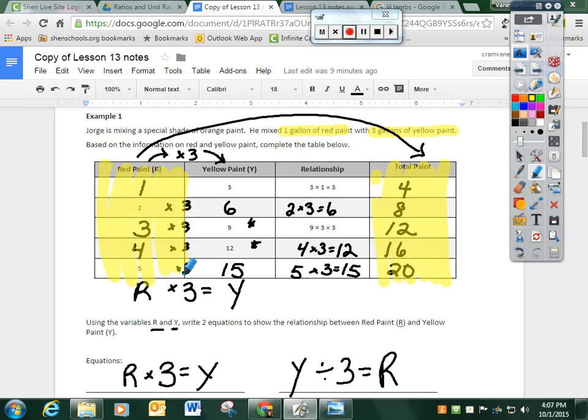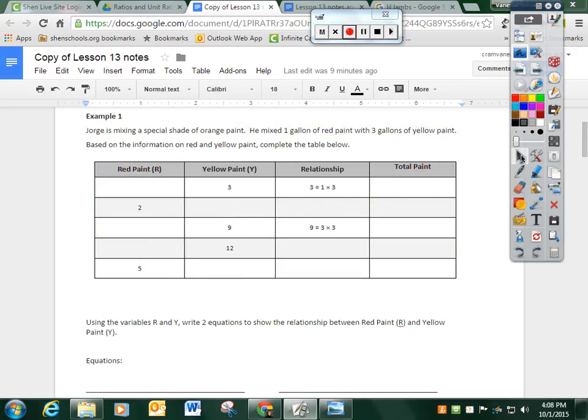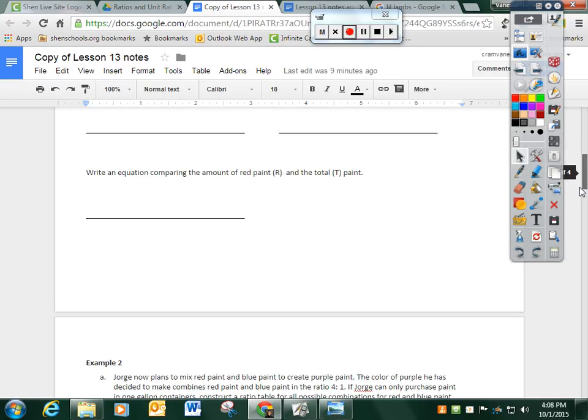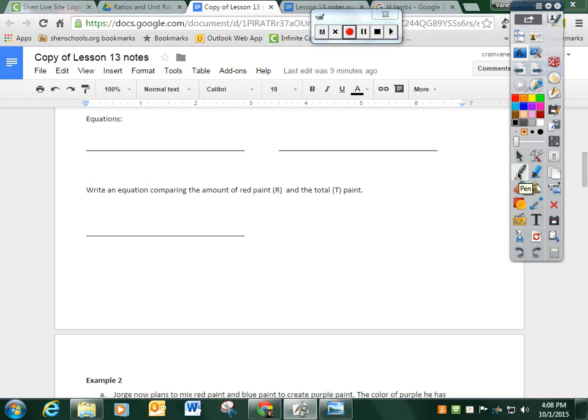This is a different relationship. 1 times what gives me 4? Well, it's 1 times 4. Let me see if that holds true for everyone. 2 times 4 is 8, 3 times 4 is 12, 4 times 4 is 16, 5 times 4 is 20. Beautiful. So, down here, it's going to ask us to write 2 equations for the red paint and the total. Oh, just write 1 equation. I'm going to trick them. I'm going to write 2. Draw a second line for me.